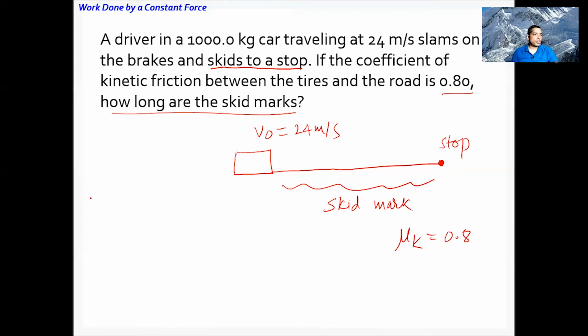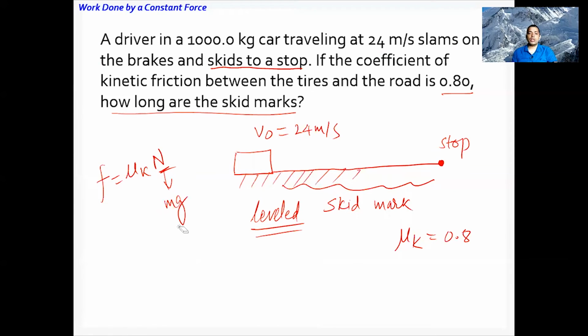First of all, let's figure out your friction force. Friction F equals mu k Fn, right? Mu k N. So what is the normal force of the car? Assuming the road is leveled, we can say N equals mg, so the normal force equals the weight of the car. So mu k times mg.